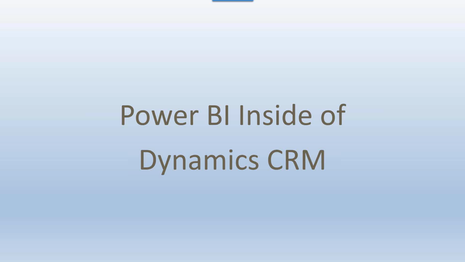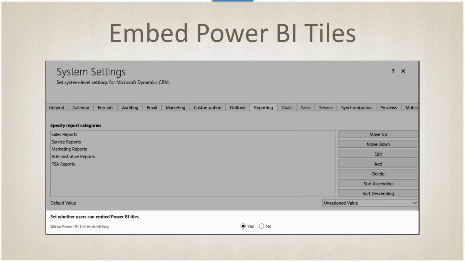So here is what Power BI stuff looks like inside of CRM. The first thing we have to do is turn it on. It's just a system setting under the reporting tab, at the bottom. It says allow Power BI tile embedding. What that lets us do is put a Power BI tile inside of our dashboard system, just like we would a regular visualization within CRM. So set that to yes, and save that.